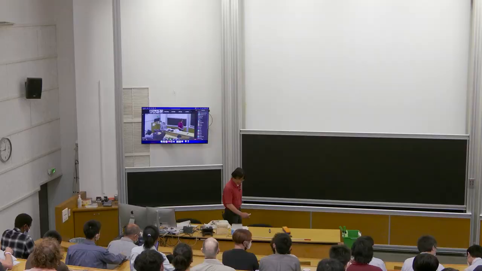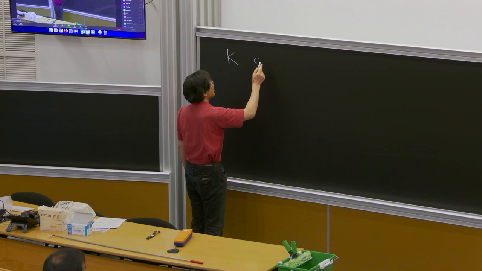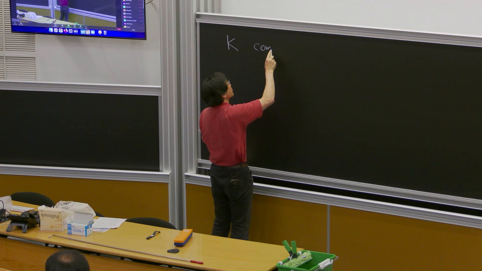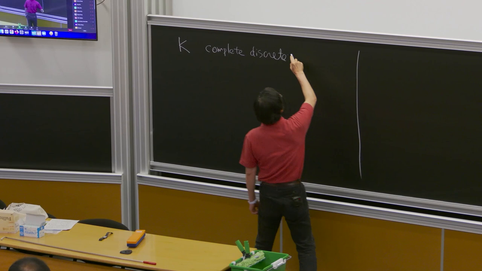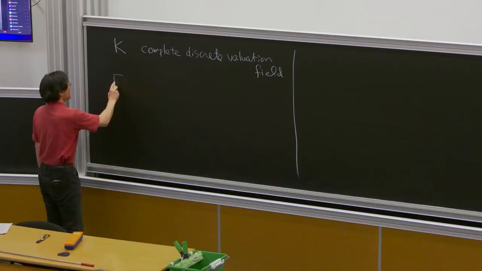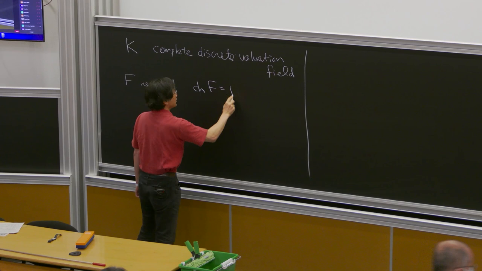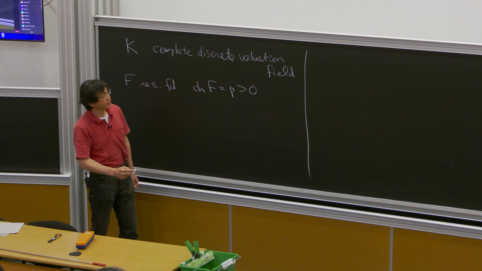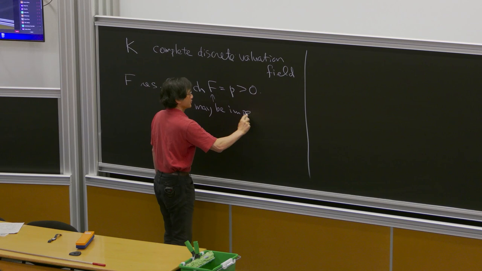So let me start. I will talk on ramification groups. Let me fix notation. K will be, later it will be just a Henselian, but to begin with, let me assume that this is a complete discrete valuation field. And F will be the residue field. I assume that the characteristic of F is positive, but no other assumption. So this F may be imperfect. So this is my field.